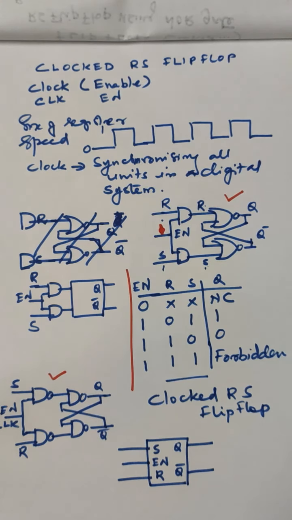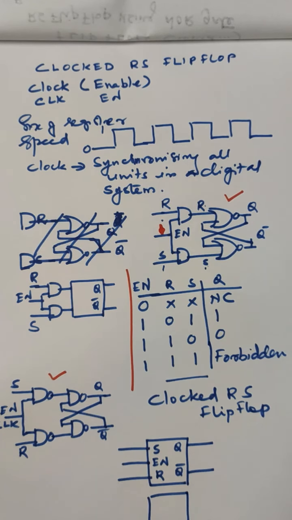So it is level triggered with level 1. This is also an active high circuit, because enable is working when the enable input is 1. Corresponding active low circuits are also there. Just by putting a NOT gate at the enable side, that will become an active low circuit.